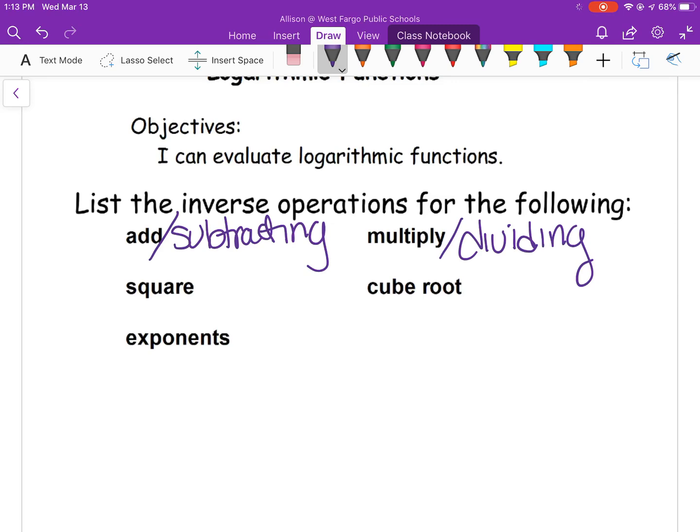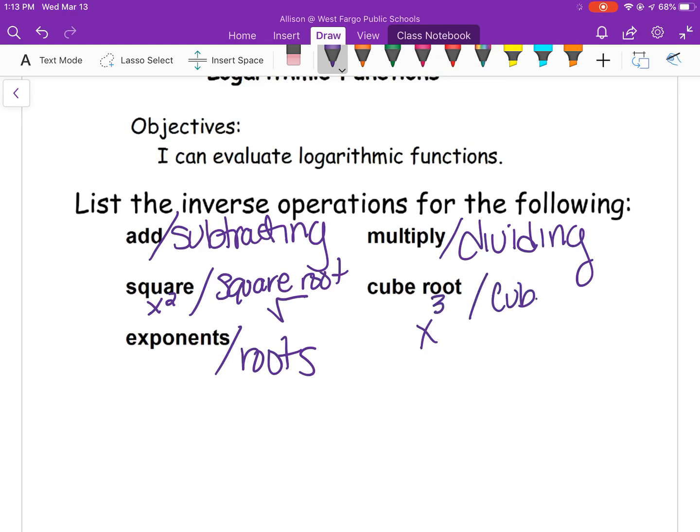The other ones that maybe you're not so familiar with: if you have a square, like an x squared, the inverse would be the square root. So for exponents in general, the inverse is roots. If you have a cube root, then the inverse would be to cube it. And today we're going to go with exponents, roots, and then logs, which kind of go together with exponents.